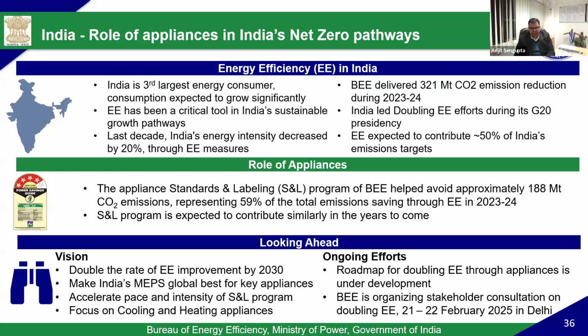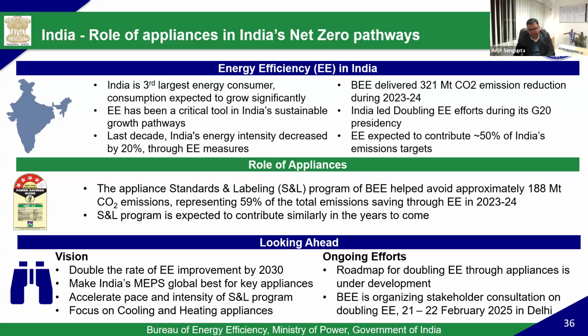And as on date, there are 38 appliances and equipments which are covered under the ambit of the standards and labeling program, out of which 16 appliances and equipments are under the mandatory regime. When I say it is covered under the mandatory regime, it means that the sale and the production of those unstarred appliances are banned legally, and the remaining 22 appliances are under the voluntary regime. And we expect that with the further strengthening of the standards and labeling program for appliances and equipments, the impact is going to increase in the years to come.